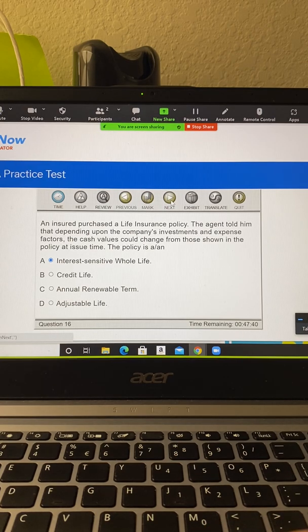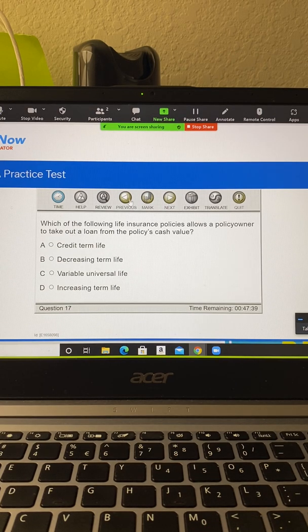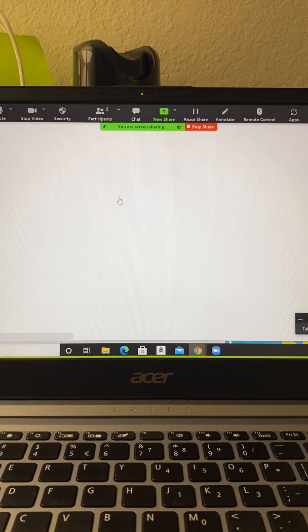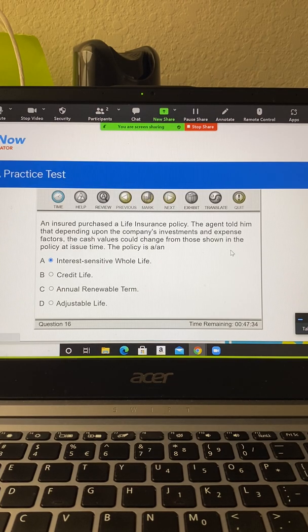Now let me ask you this question: the difference between that and annual renewable. Well, no, I know that. I know the answer to that. Right, man. Interest sensitive and annual renewable term is like night and day. Because annual renewable doesn't deal with interest at all. Annual renewable term doesn't have any cash value. No term has any cash value. Yeah, I just saw the term there. Okay, got it.